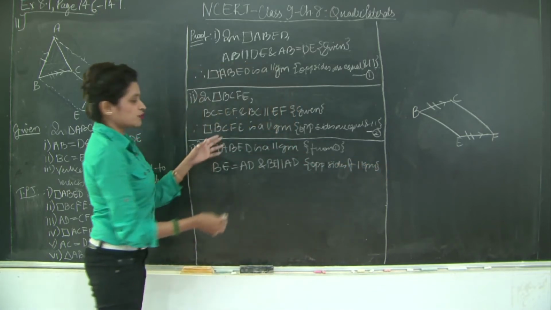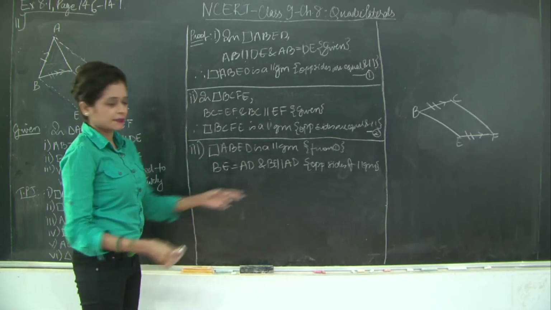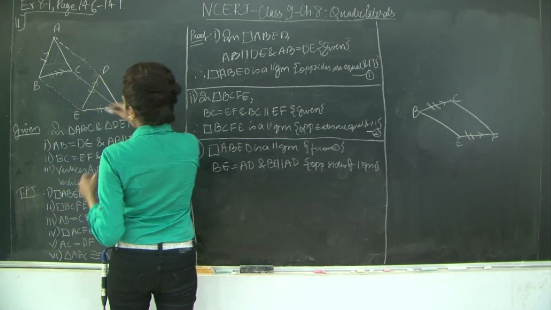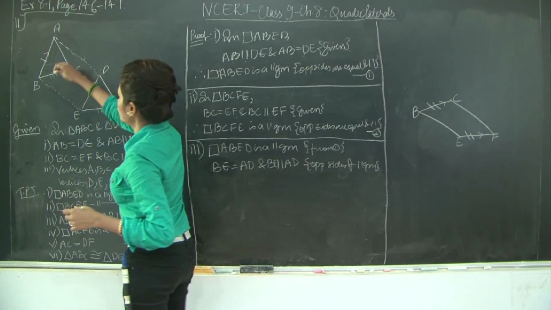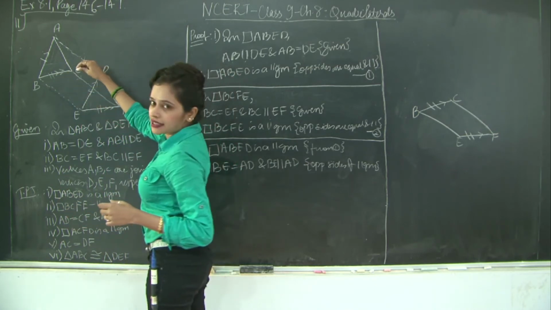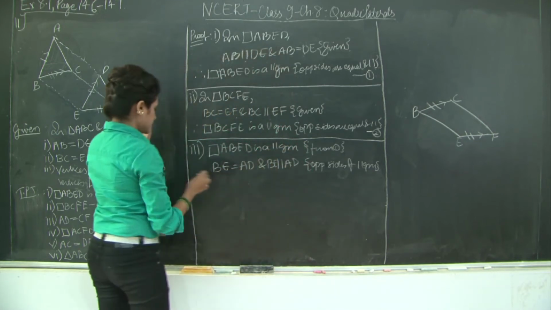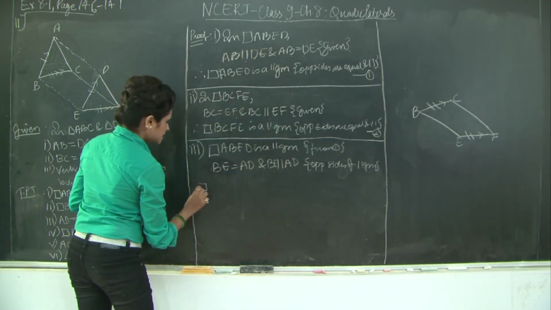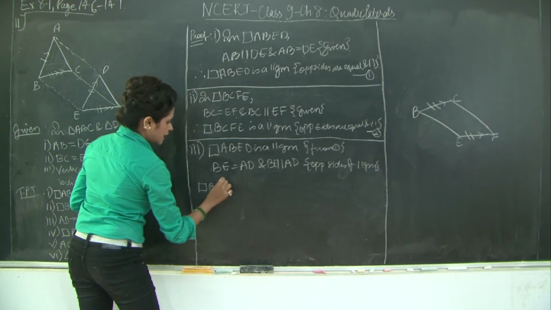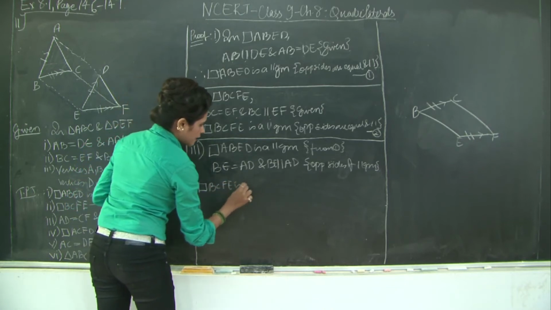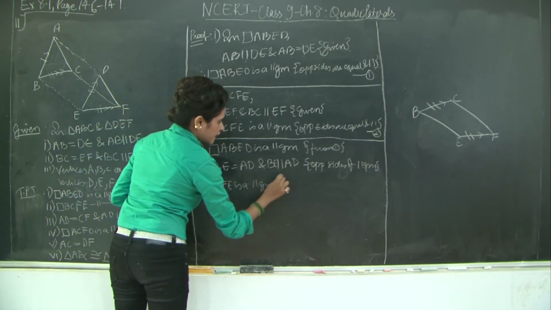Also, we have just proved that quadrilateral BCFE is a parallelogram. So, if you notice quadrilateral BCFE, we have BE parallel as well as equal to CF because they are the opposite sides of the parallelogram BCFE. So, I'll say quadrilateral BCFE is a parallelogram. I'll say from 2.